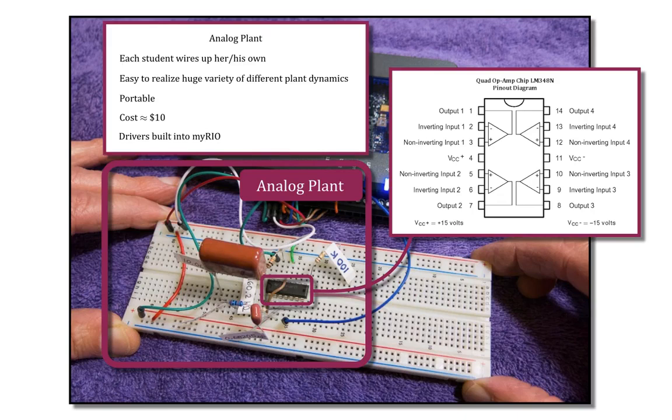Finally, I added this little table to convey some of the reasons why I think this is a good solution for us. Number one, I like that each student will wire up his or her own plant dynamics. Number two, it'll be easy to realize a huge variety of different plant dynamics. Number three, the resulting system is very portable. You could pretty much carry around one of these things in your back pocket. Number four, the cost is low. And finally, number five, no special drivers are required.